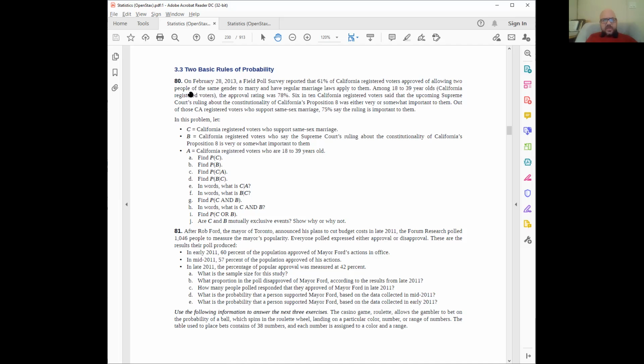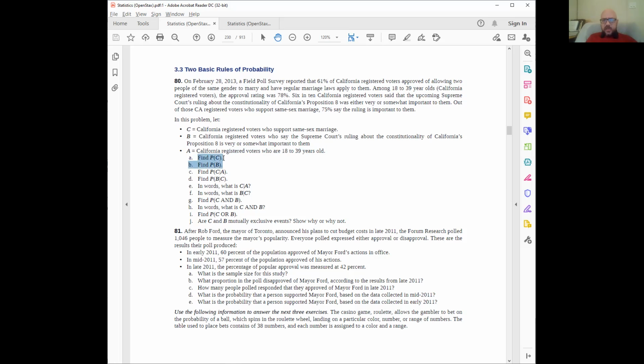Okay, 6 in 10 registered voters said the Supreme Court's ruling was very or somewhat important to them. So probability of B is 60%. I'm gonna assume that 6 in 10 literally means exactly 60%, even though it probably doesn't. Right, it's probably just a rounding off. A is California registered voters who are 18 to 39. So they don't tell us anything about what that number is. They just say among 18 to 39 year olds, the approval rating for same-sex marriage was 78%, right? So if we restrict ourselves to just 18 to 39 year olds, then the approval rating was 78%. So that means that the probability of C given A is 78%, which of course they ask us about later.